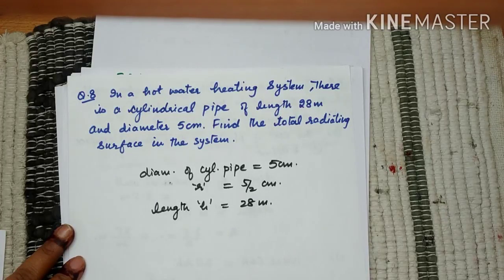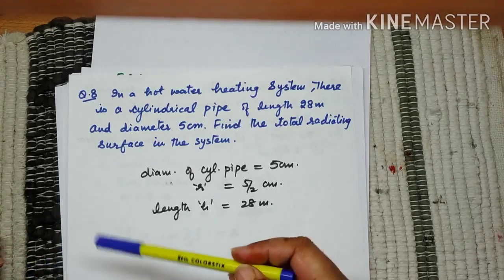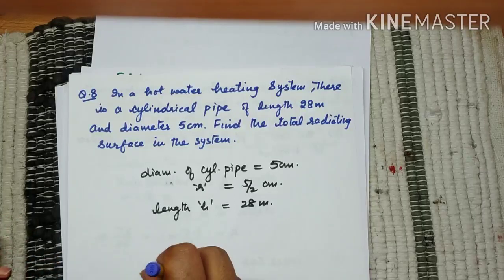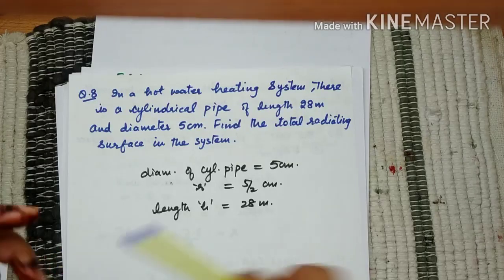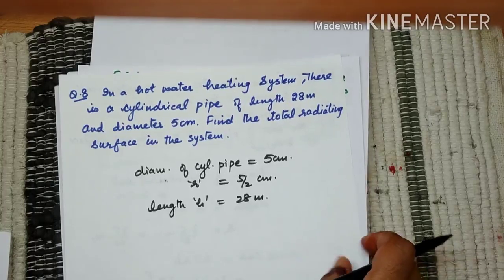We just need to find the total radiating surface. Now the cylindrical pipe, the radiating pipe fitted in a geyser, the rod that is fitted, its surface will be attached somewhere, to the upper part of the geyser. So the radiating surface is only the curved surface. So the curved surface is the radiating surface. So I need to find out the curved surface area.